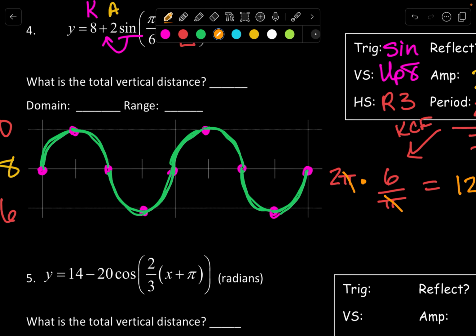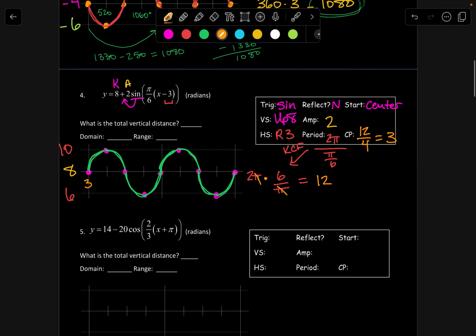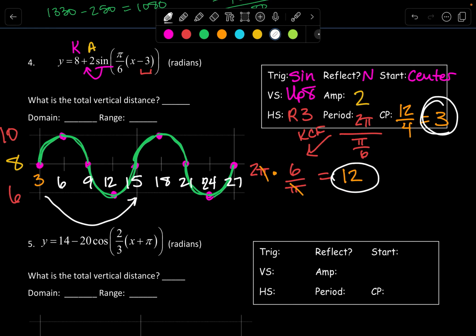So let's think this through. I've moved from 0 to the right 3. So instead of starting at 0, I'm going to start at positive 3. Next, every critical point is 3 apart. So it'll be 3, 6, 9, 12, 15, 18, 21, 24, and 27. Each period should be 12. From 3 to 15 is plus 12, and from 15 to 27 is plus 12. So that checks out.